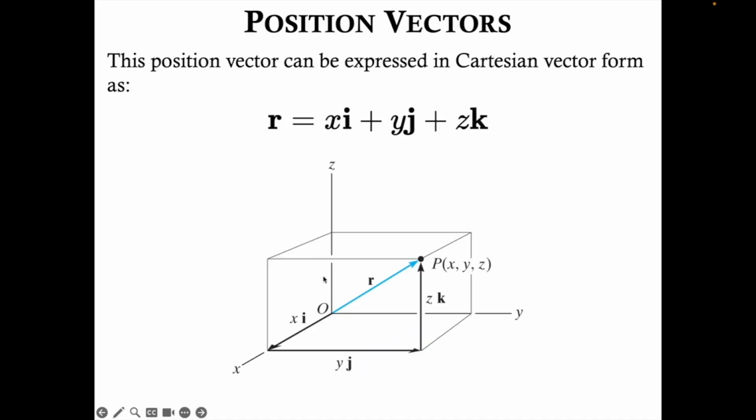This position vector, shown in blue, can be expressed in Cartesian vector form as follows, where vector r equals the scalar x times i hat plus scalar y times j hat plus scalar z times k hat, where x, y, and z are the coordinates of point P, which would have units of length or units of position, typically meters or feet. So x is the x coordinate of point P, y the y coordinate, z the z coordinate, and i hat, j hat, k hat define the directions of each of these component vectors of position vector r.